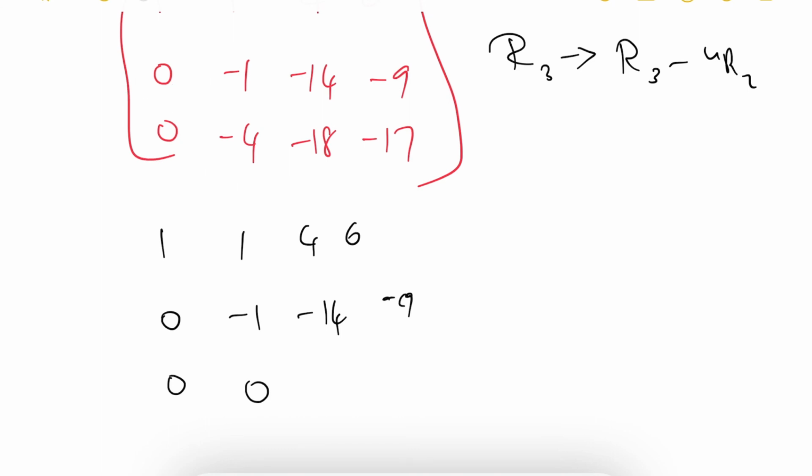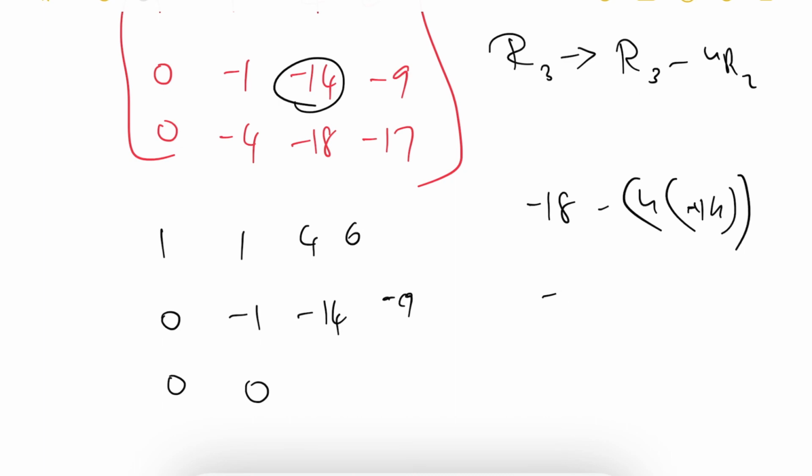The same way now, remaining elements will be: R3 is minus 18, minus 4 into R2 minus 14, sorry, minus 18 minus into minus, plus 4 into 14, 56. So minus 18 plus 56, it is nothing but 38. The same way last one also if we do, we will get something like 19.